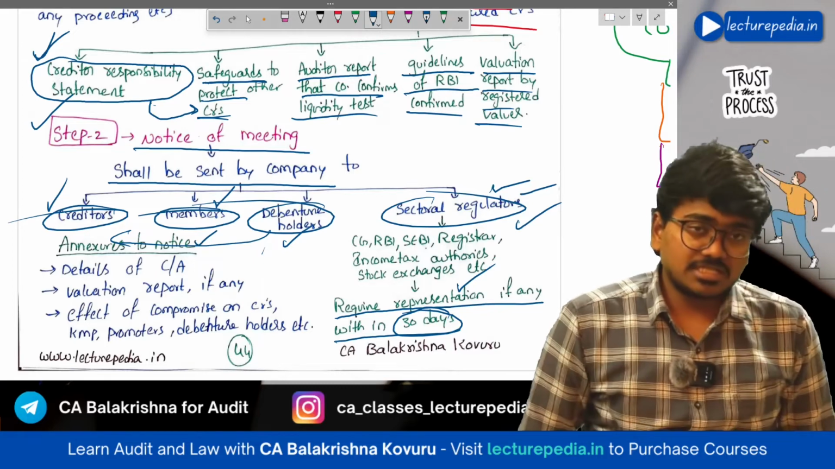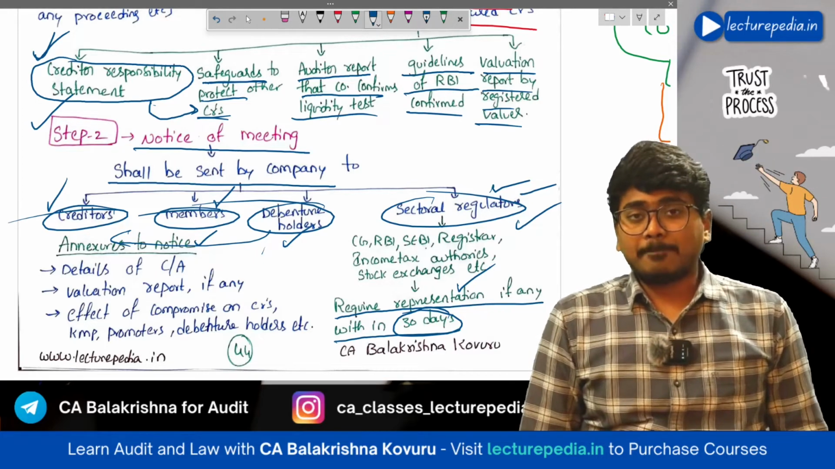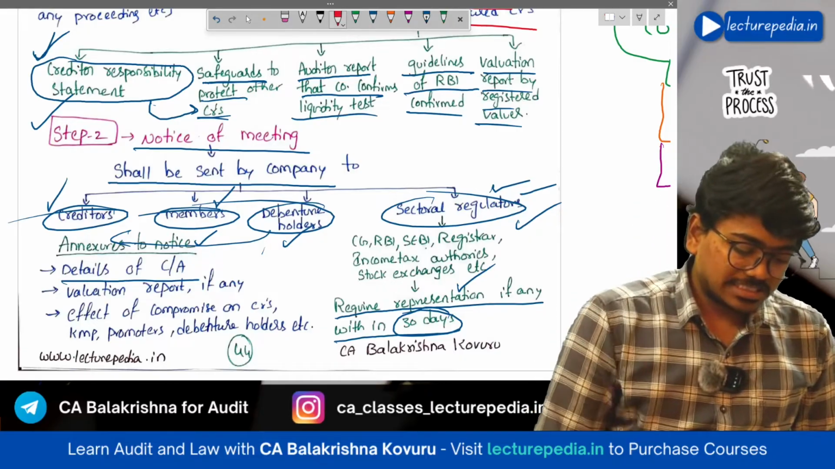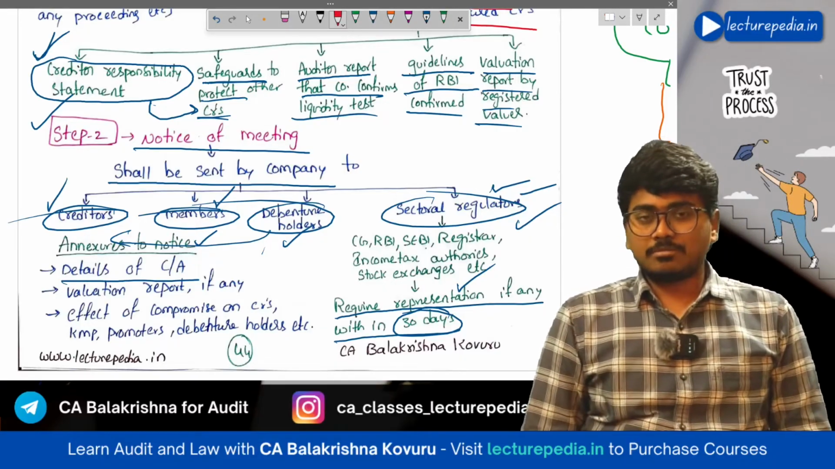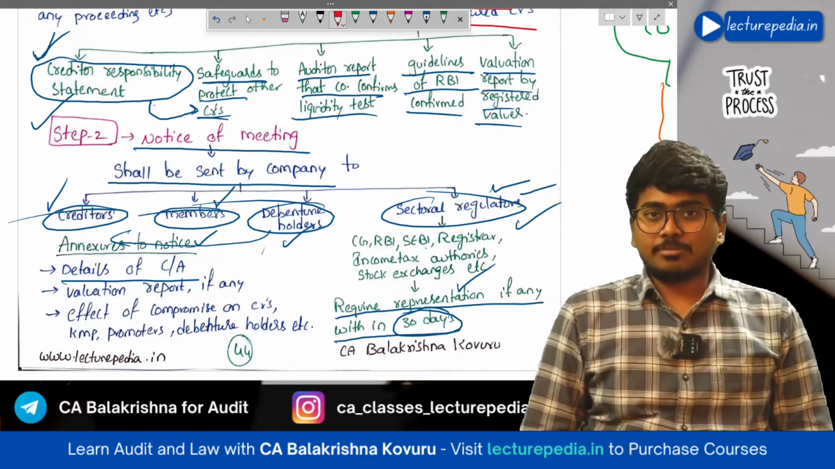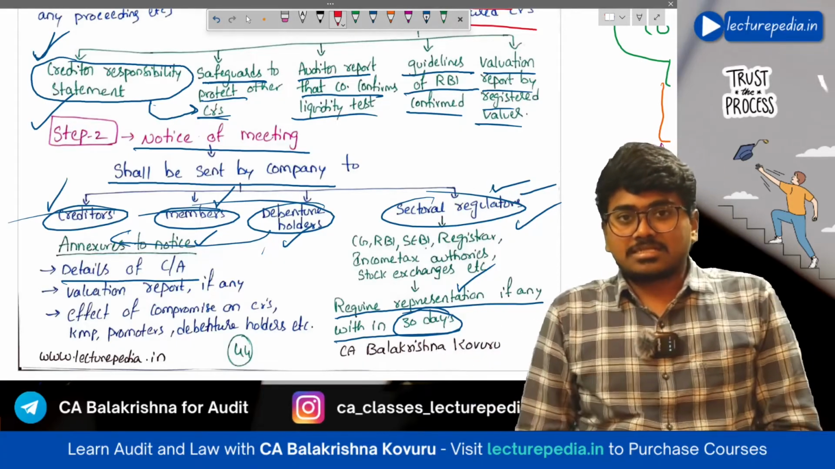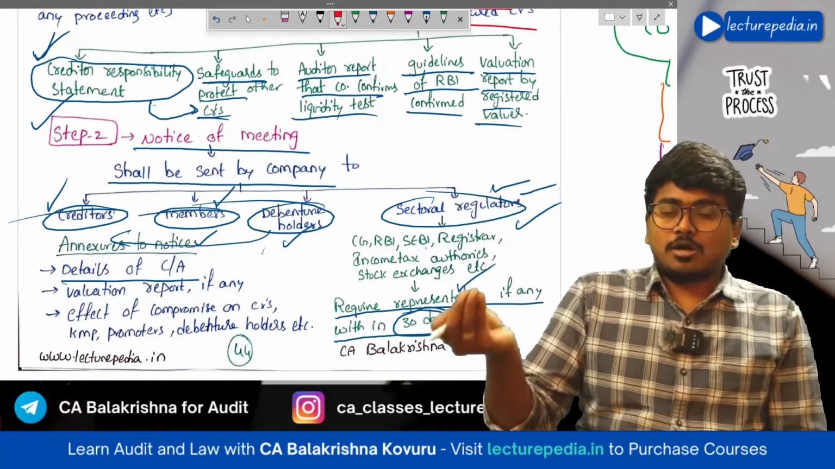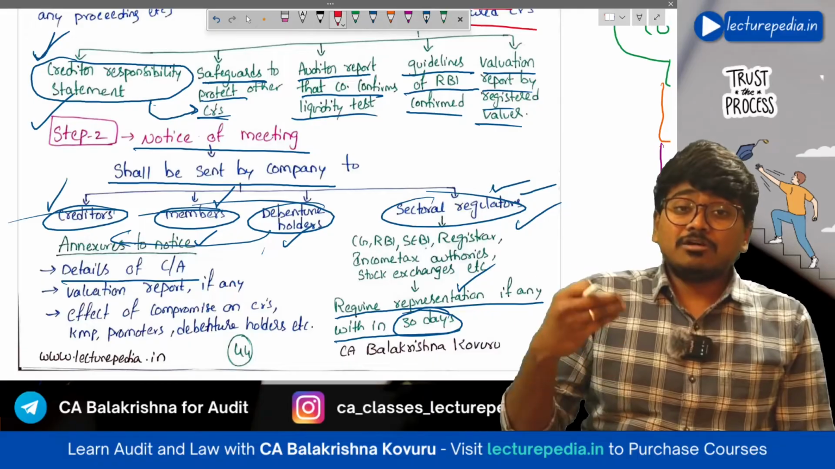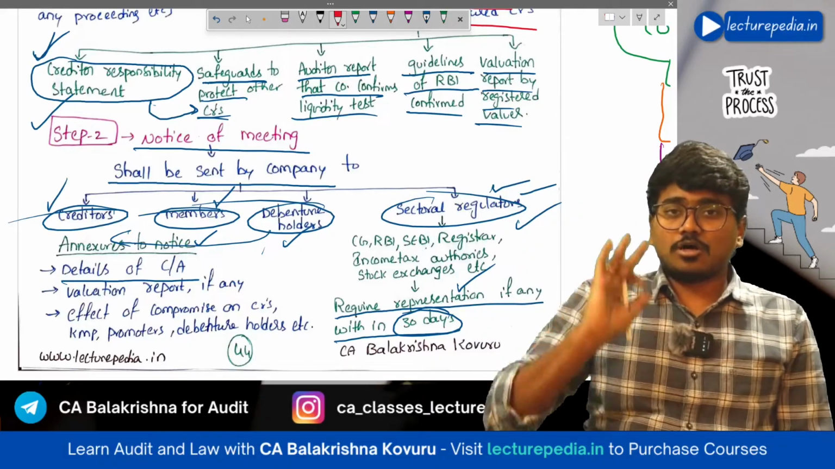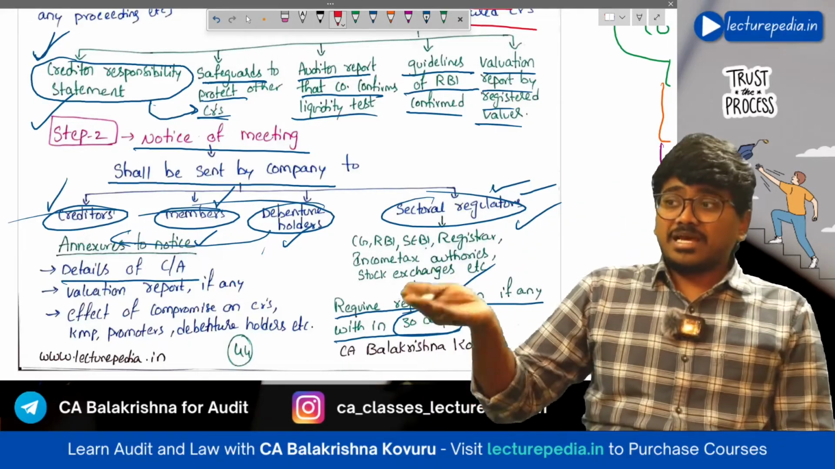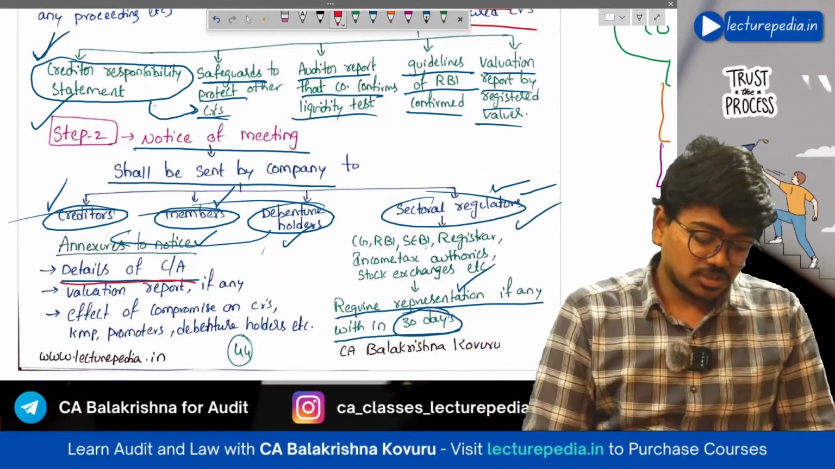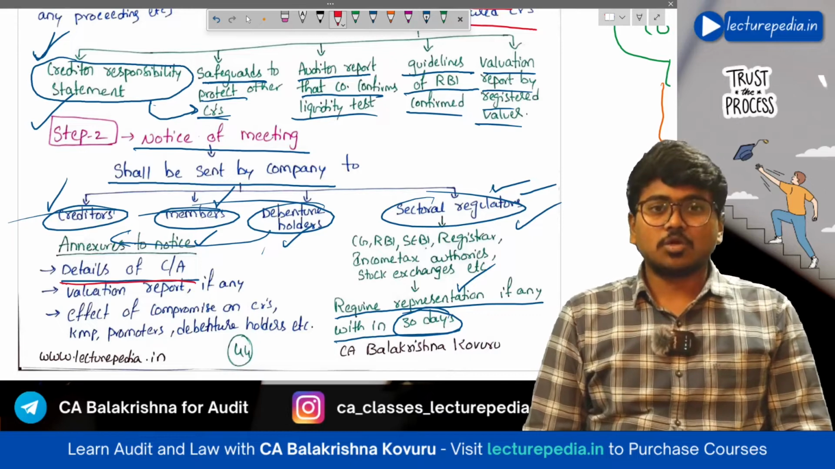Along with this notice of meeting, the company should send details of the compromise or arrangement. You are sending the notice of meeting to the members or creditors, they will come to the meeting, and in the meeting they have to discuss. In order to discuss, they should have the facts related to the compromise or arrangement. So along with the notice, you will send details of the compromise or arrangement, so that they will prepare, and if they have any questions, they will ask in the meeting.